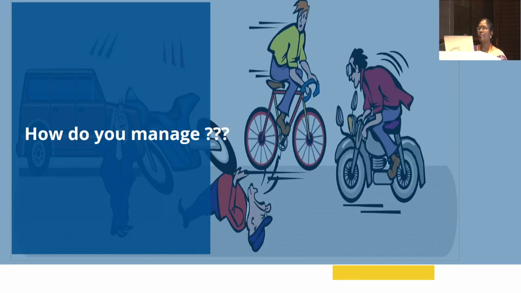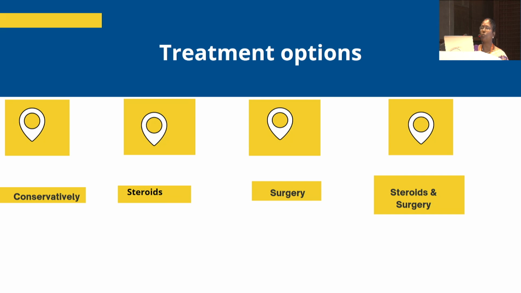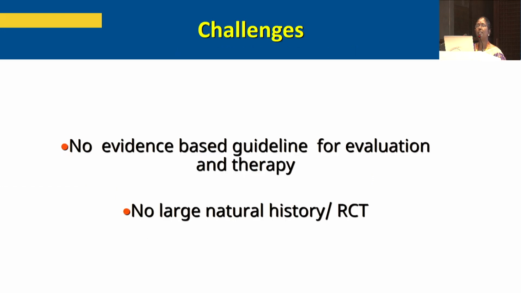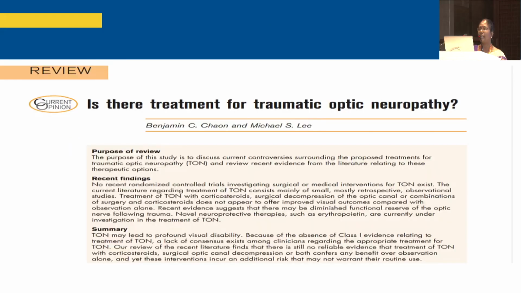So how do you manage these cases? You have various options available: one is conservative, one is steroids, one is surgery, or a combination of steroids and surgery. So the biggest dilemma is what is the consensus for managing these cases. The challenge here is there is no evidence-based guideline for evaluation as well as therapy of traumatic optic neuropathy. Moreover, you don't have a large natural history study or a large randomized controlled study which gives level 1 evidence to substantiate a consensus for managing a case of traumatic optic neuropathy.